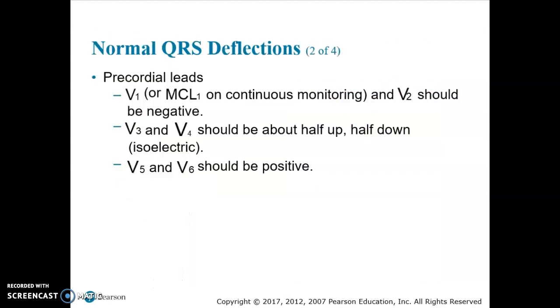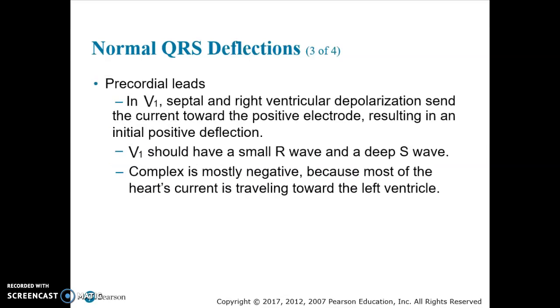Normal QRS deflections in the precordial leads: we have V1, V3, and V5, or the MCL. V1, or the MCL on continuous monitoring. V2 should be negative. V3 and V4 should be about half up and half down. V5 should be positive. And then the normal QRS deflections, again, in the precordial leads.